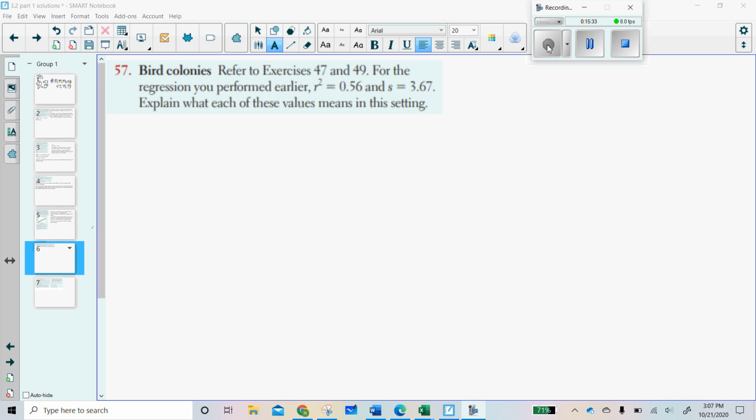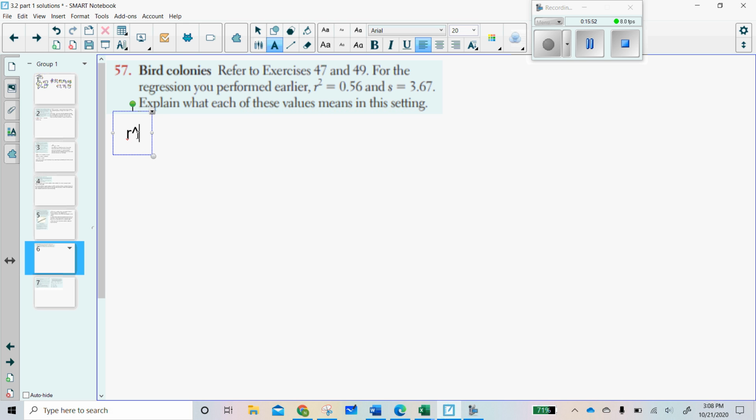Okay, for 57, we're back to talking about the bird colonies. So we have R squared and S. Explain what they mean in this setting. So y'all, again, interpretation is everything. S is the standard deviation of residuals. R squared is the coefficient of determination. So here's what I got.